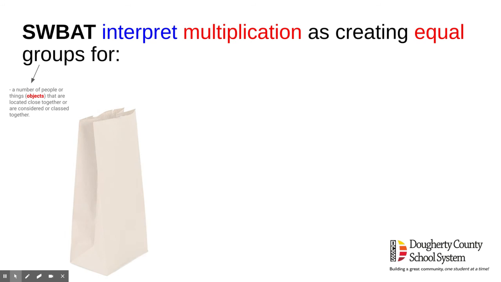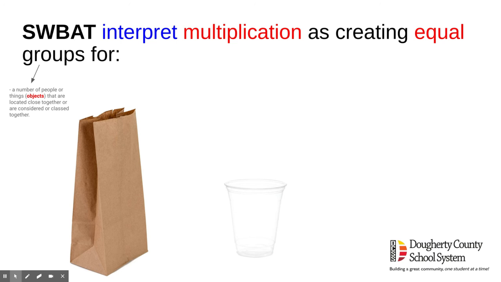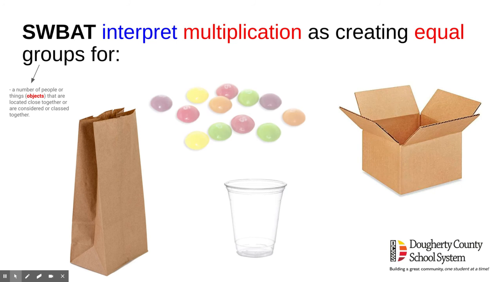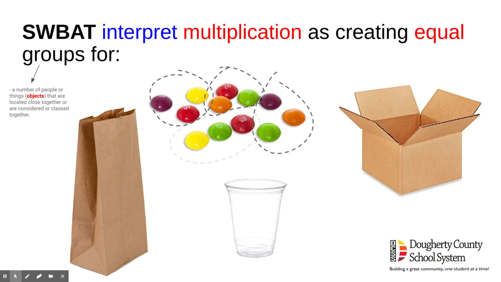But what I encourage us to consider here is, how do we take the PBO and begin to chunk it apart? Students will be able to interpret multiplication as creating equal groups. Well, what are groups? Can groups be drawn on paper? Can groups be created with whole amount of Skittles? Can a group be a bag? Can it be multiple cups? Can it be multiple boxes? And getting students to see and understand that grouping really just means we are putting items in a group together.